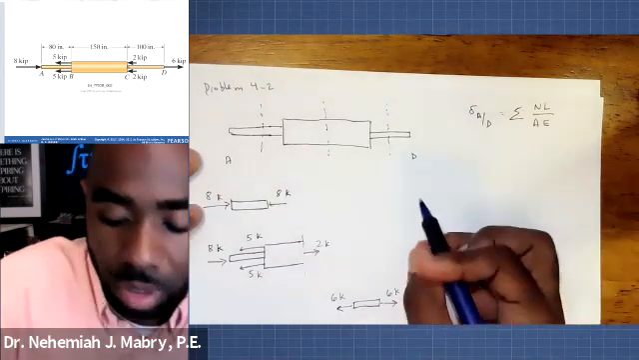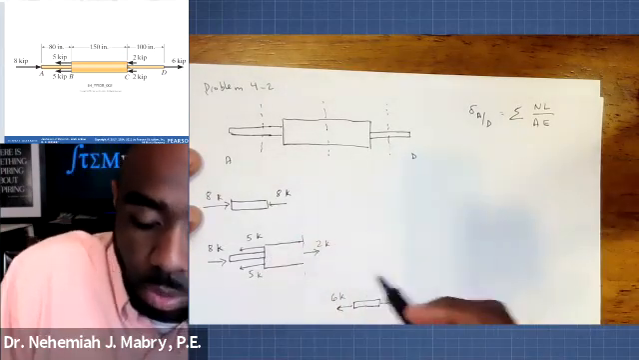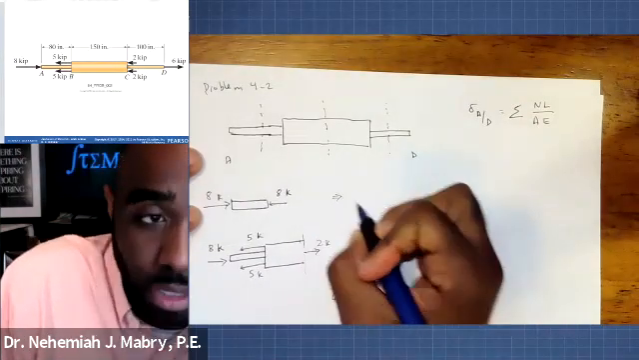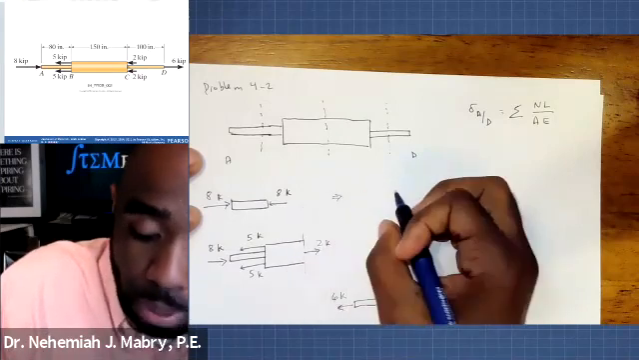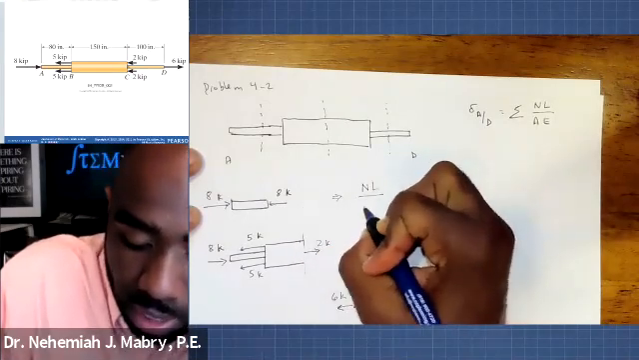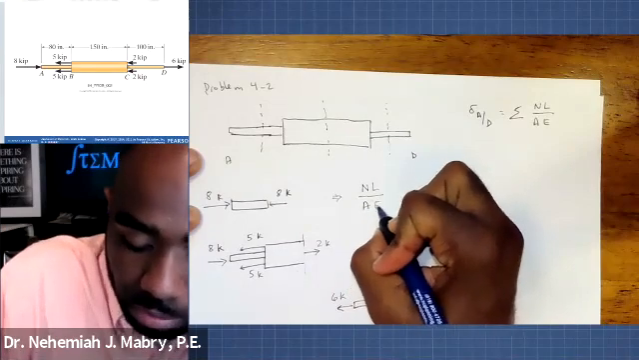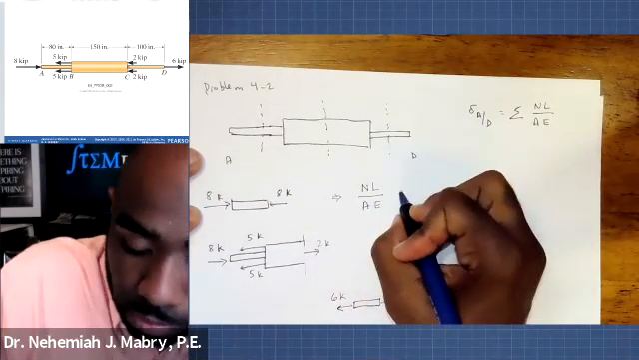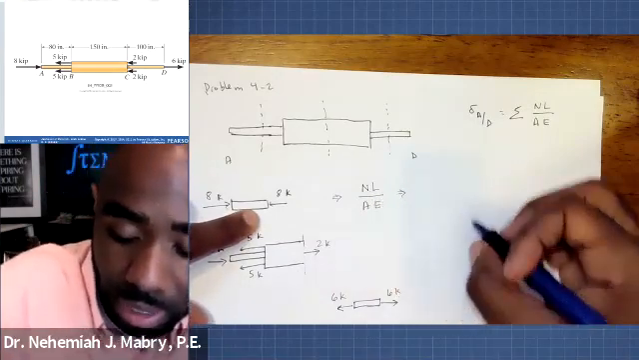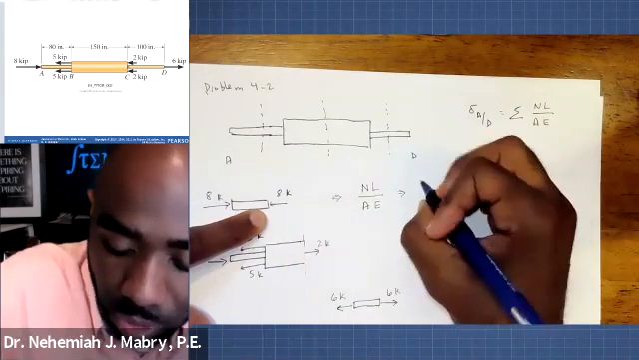So let's start out using our equations so that we can add this all together. First, in this case, we're going to have N L over A E. That's the displacement. So what is N in this case? Well, N internally is going to be a -8.